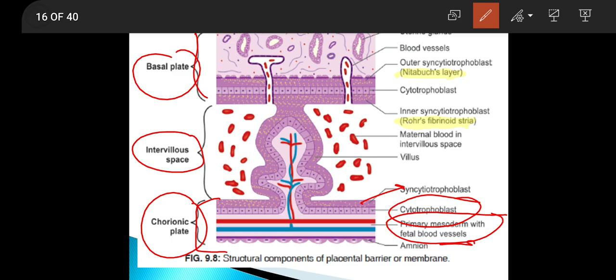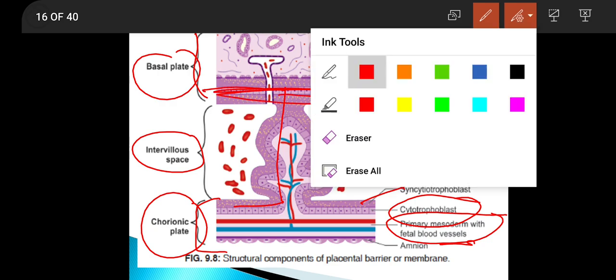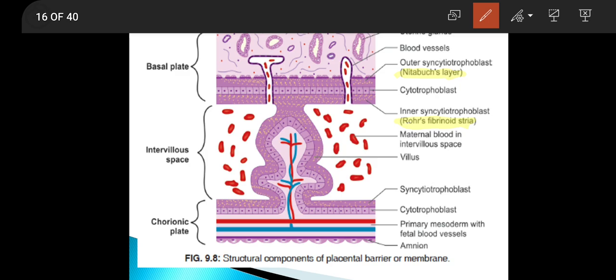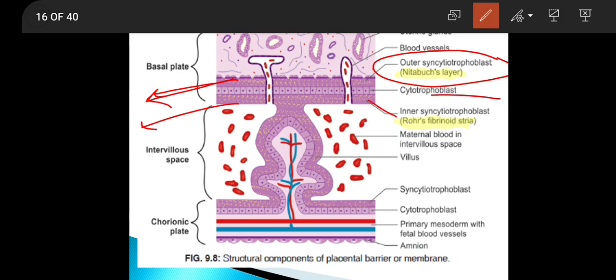And this cytotrophoblast is extending and it is forming the cytotrophoblastic shell. This is the cytotrophoblastic shell, and this divides the syncytiotrophoblast into two parts. The outer part of the syncytiotrophoblast is called Nitabuch's layer, which undergoes fibrinoid degeneration, and the inner layer of the syncytiotrophoblast is called Rohr's fibrinoid stria.